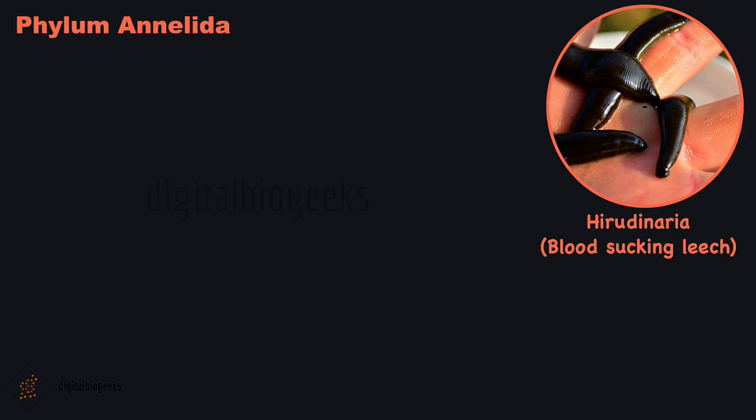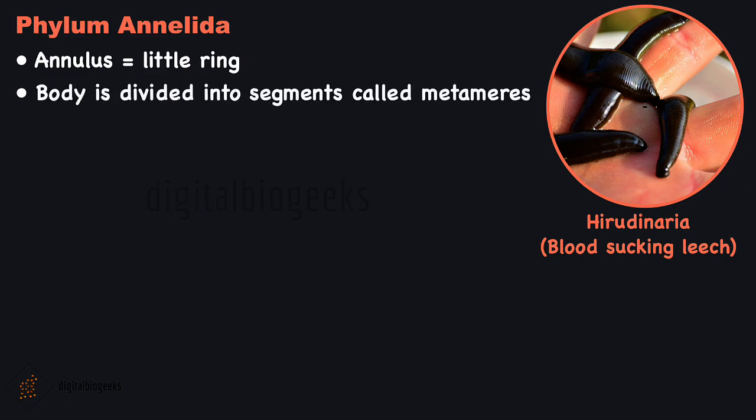Phylum Annelida. Annelida comes from a Latin name annulus, meaning little ring. They earned this name due to their uniquely marked body surface, which is divided into distinct segments known as metameres. Here we can see the body segments in this leech. Body is divided into numerous segments. These segments are known as metameres.